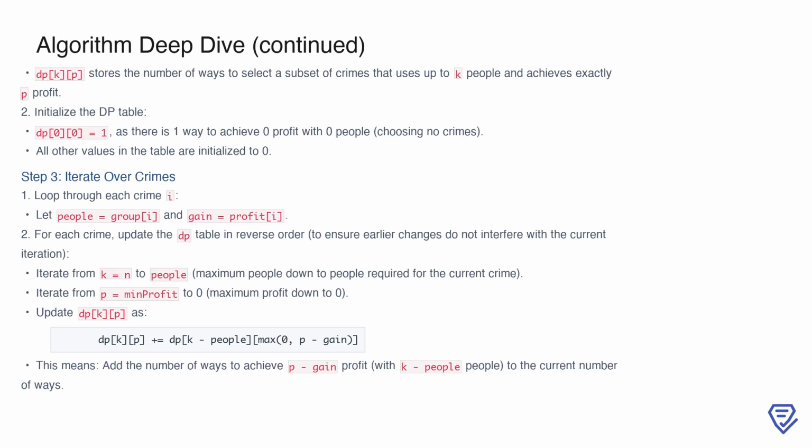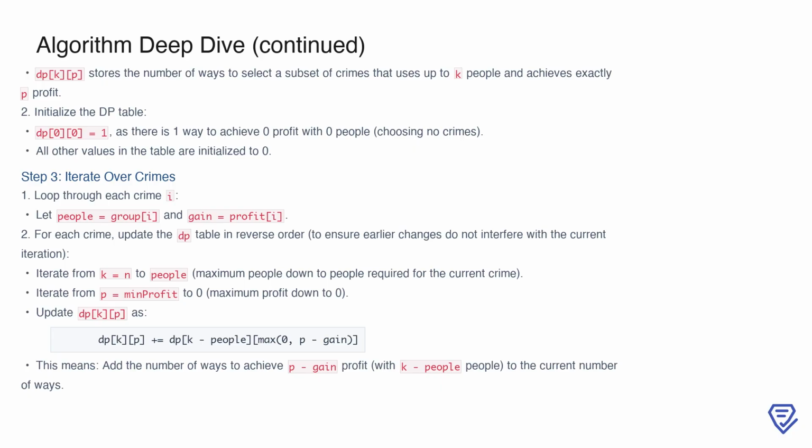The DP table is initialized to represent the base case. Specifically, we set dp[0][0] equals 1, which means there is exactly one way to achieve zero profit with zero people, that is, by selecting no crimes at all. All other entries in the table are initially set to 0, as no subsets have been considered yet. Next, we iterate over each crime in the group and profit arrays. For each crime, we extract the number of people required, people, and the profit generated, gain. Using this information, we update the DP table.